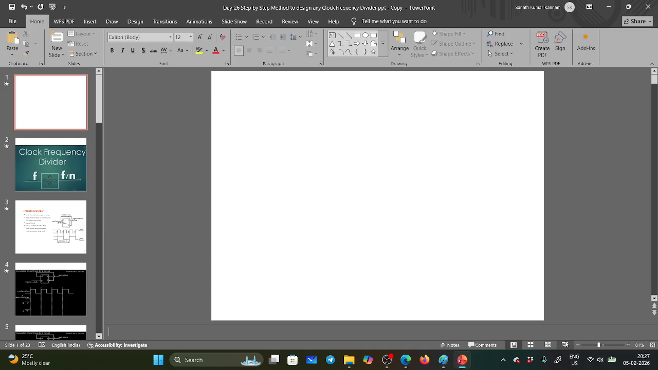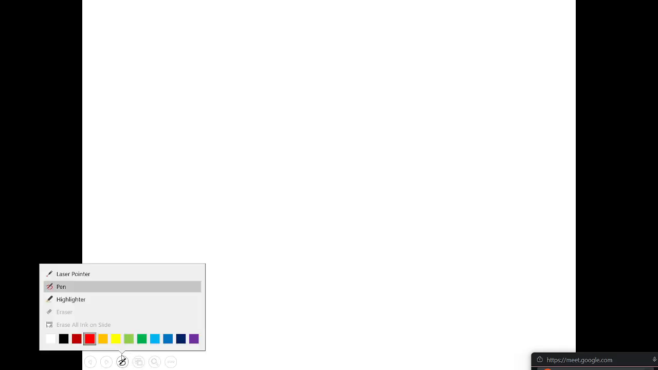So, parallel in parallel out means what? Parallel in parallel out means we will load the data. Parallel data is loaded simultaneously into the register. Data is transferred to the respective output at the same clock.